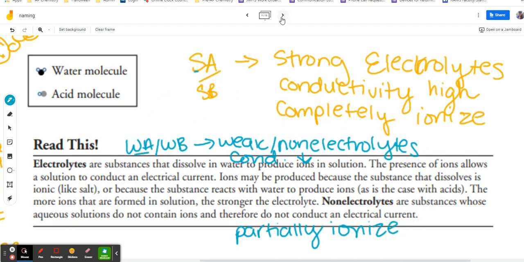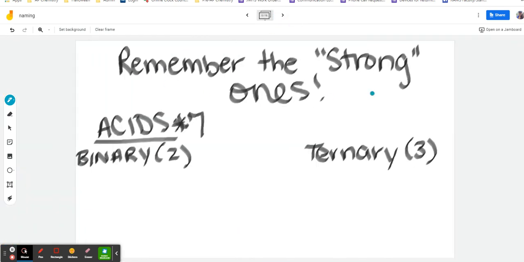Now, what we are going to ask you guys to be able to do is to remember your strong ones, because here's the rule. If it's not strong, then you're weak. So if you are not part of the list of the strong acids or the strong bases, then you are considered a weak acid or a weak base. That keeps it simple because there's only 7 that we need to know, and there's only 8 of the bases. So let's talk about the acids first.